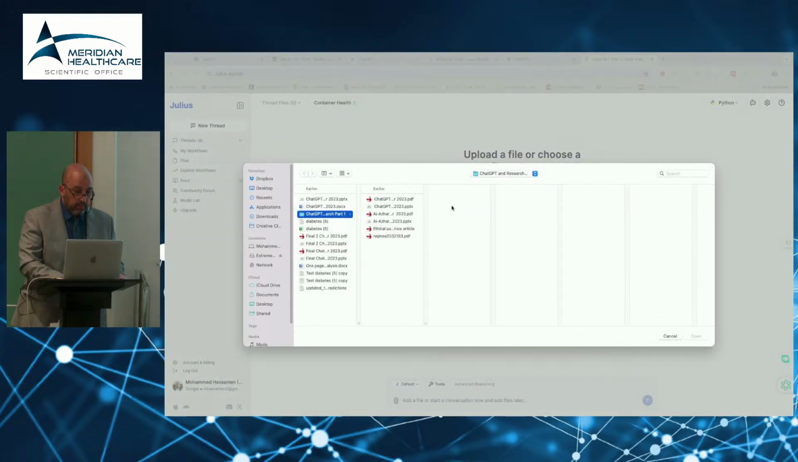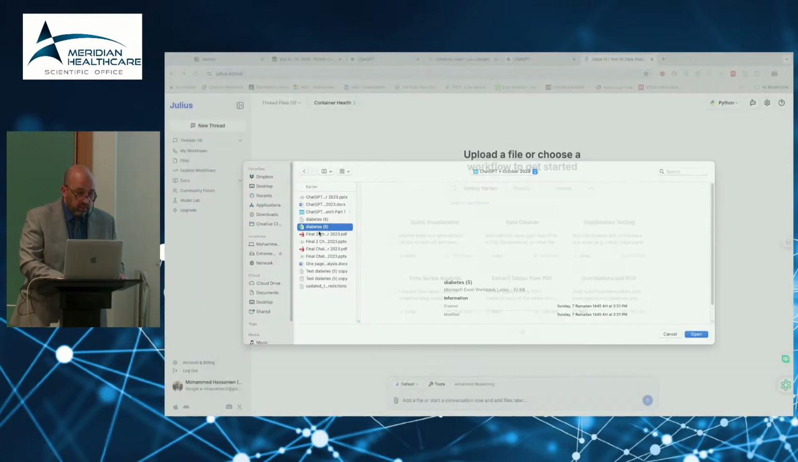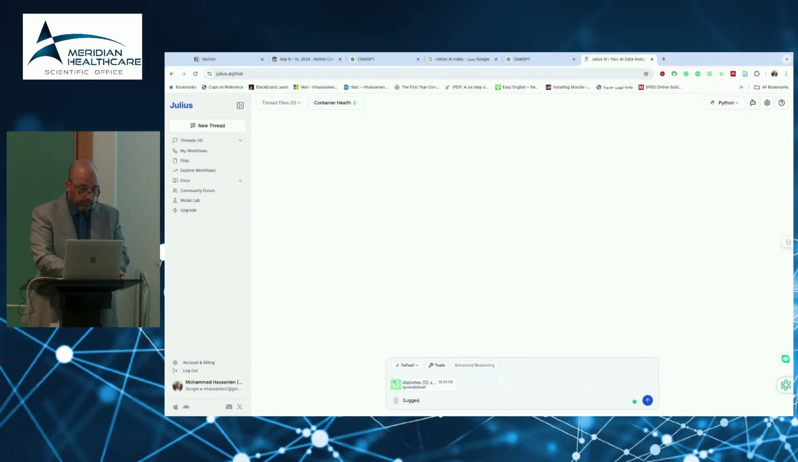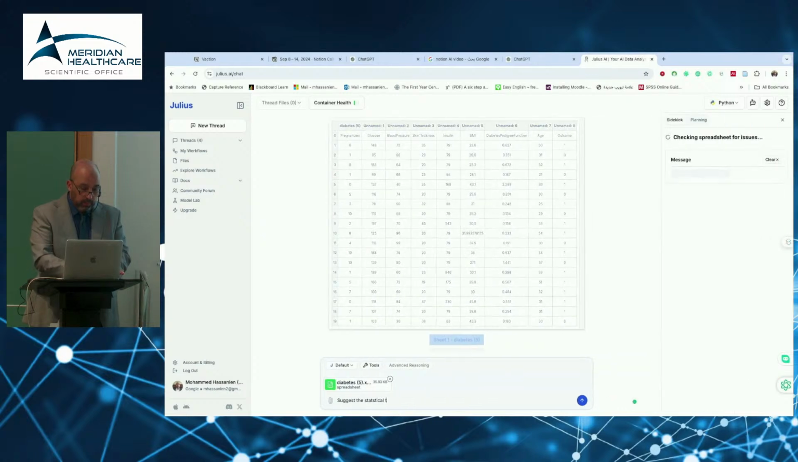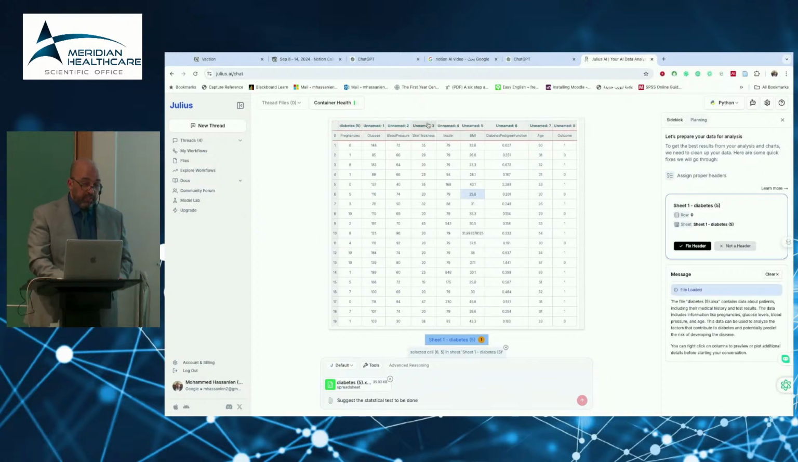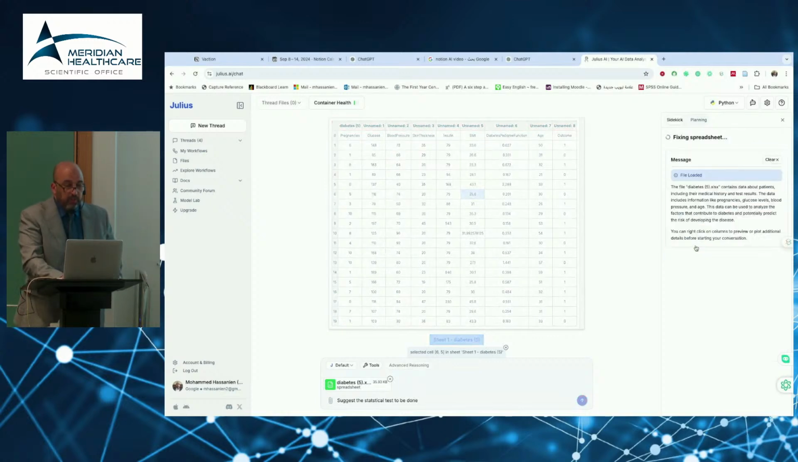We can take the same file, any file, this. And I'll ask it here, suggest the statistical test to be done. Here, from the start, it tells me that there is a problem in one of the rows, and asks me, do you need me to fix it or start preparing the data analysis? Fix header? Yes, I'll tell it to fix the header.